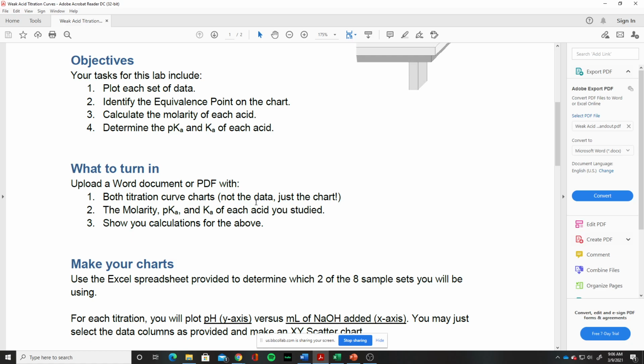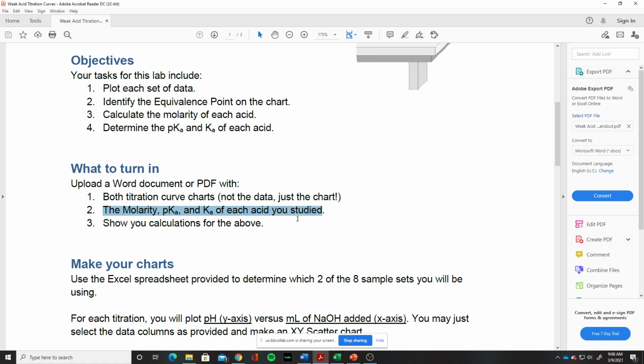You can either take a screenshot of the chart and turn that in, or you can move the chart to its own book and turn that in. There's a few different ways you can do it. Just don't turn in the data. You should turn in the molarity, pKa, and Ka of each acid you studied. So there should be one for each.